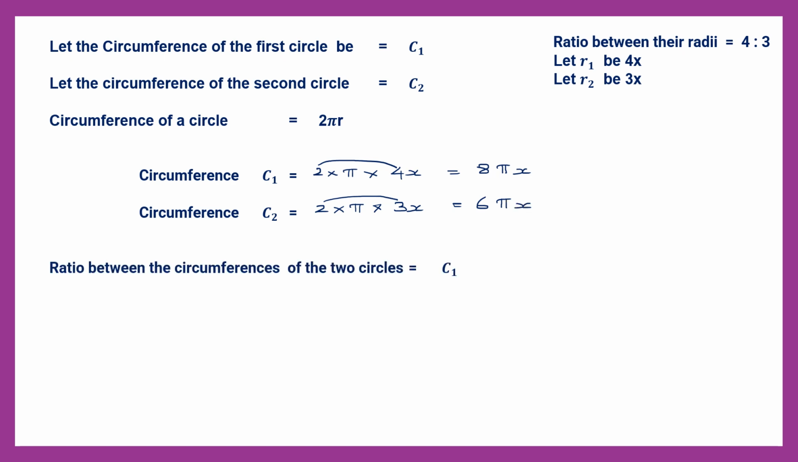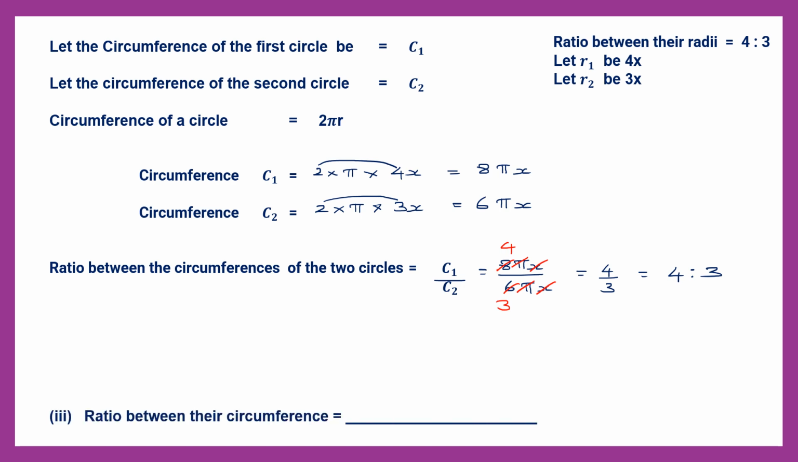Now to find the ratio between the circumferences of the two circles, C1 by C2. And C1 is 8 pi x and C2 is 6 pi x. Now let's cancel. I can cancel the x and the x, the pi and the pi. Now I can cancel 8 and 6 by 2. 2 4s are 8 and 2 3s are 6. So here what do we have? 4 by 3. When you write it as the ratio, you get 4:3. So the ratio between the circumferences is 4:3. So this is our final answer.